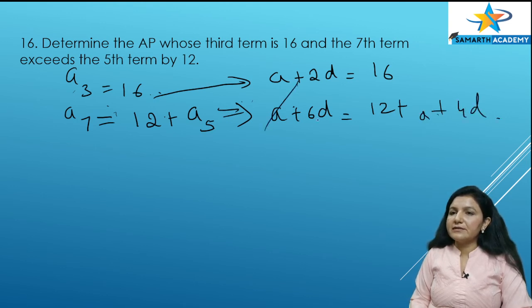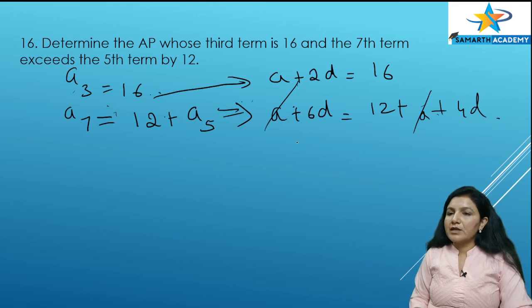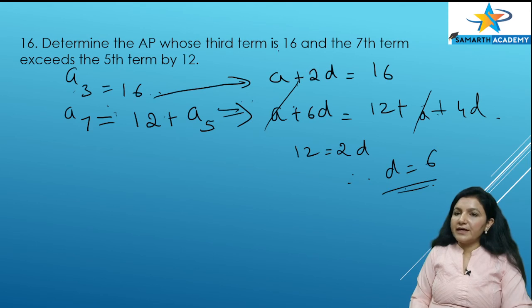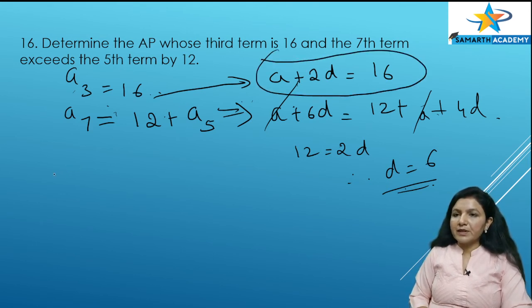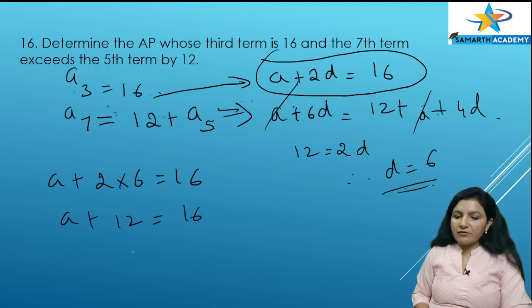A and A get cancelled. So 12 is equal to 6D minus 4D, which is 2D. Therefore, D is equal to 6. Now put this value of D in the equation for the third term. So A plus 2 into 6 is equal to 16. So A plus 12 is equal to 16. Therefore, A is equal to 16 minus 12, that is 4.